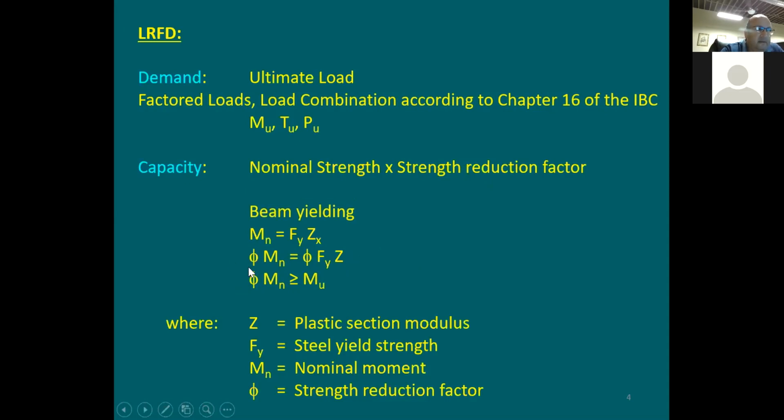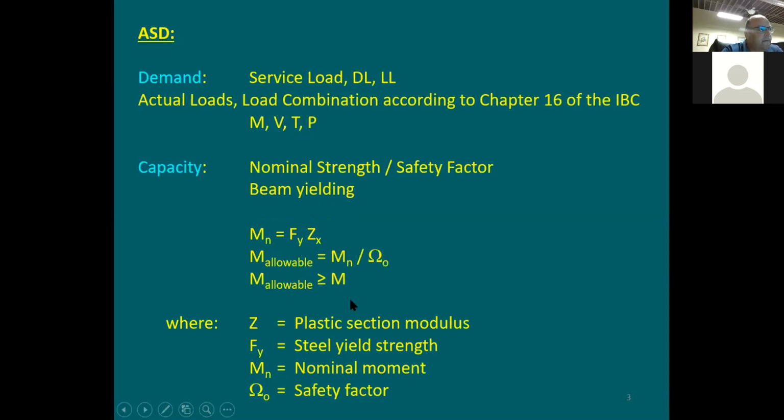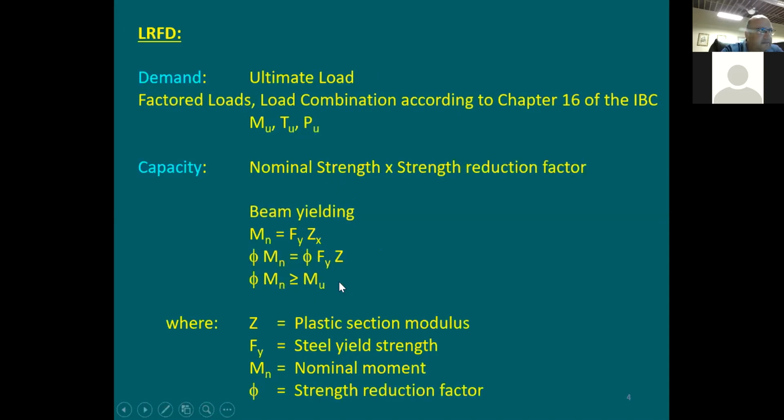At the end, the moment capacity is going to be greater or equal to the moment demand. So in both of these two methods, we're going to go back here to ASD. You have here the allowable moment is more than the demand moment. In the LRFD, the capacity moment phi M n is going to be more than or equal to M sub U, which means the demand moment. So what is the difference between the two?